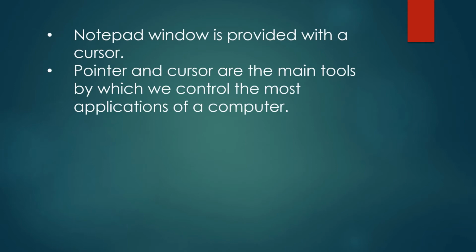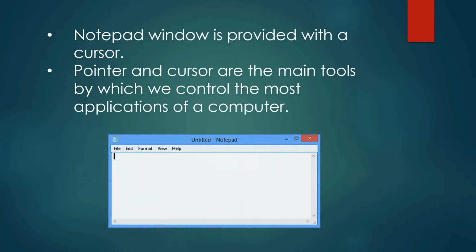Notepad window is provided with a cursor. What is meant by cursor? Cursor is a blinking line which is seen in the text area. You can see in this picture, in the text area, the dark standing line, that is the cursor. Pointer and cursor are the main tools by which we control most applications of a computer.